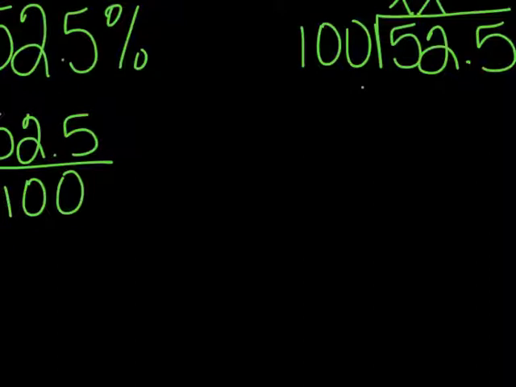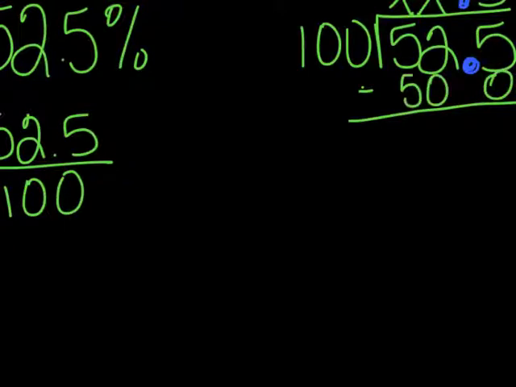I'm now going to bring up my decimal. And yes, your decimal does not affect your problem. You continue as if the decimal is not there. It only affects your answer. Now I look to see, can 100 go into 525? The answer is yes. It can go in there 5 times. 5 times 100 gives us 500. I'm now going to subtract 500 from 525 and get 25.